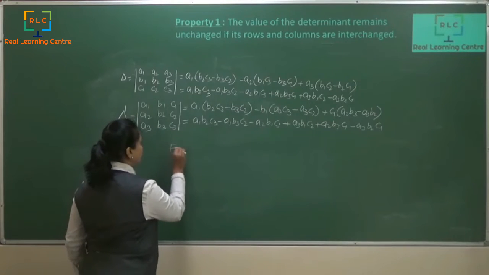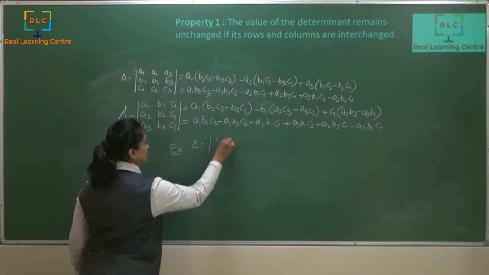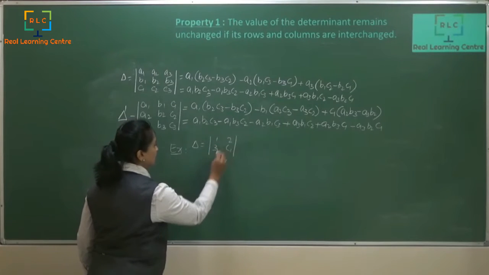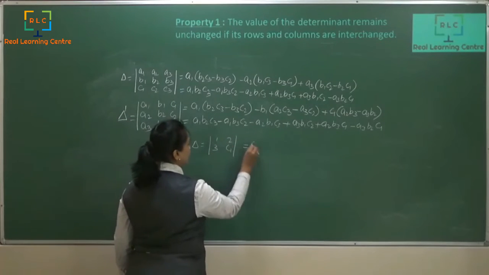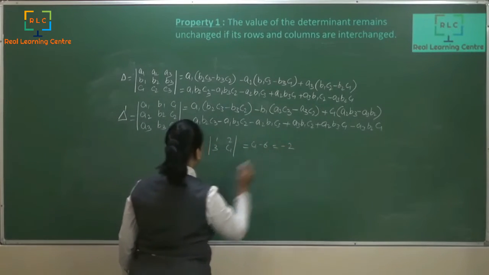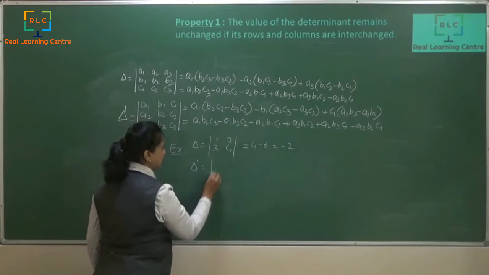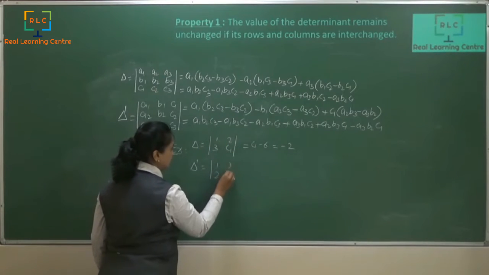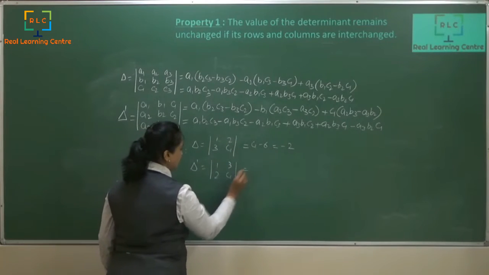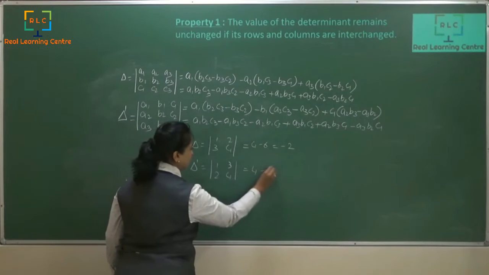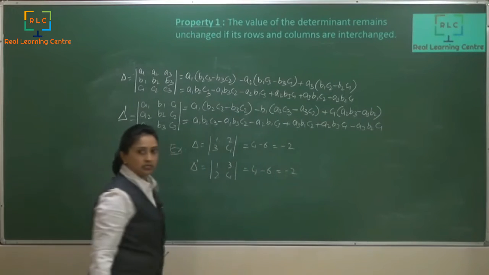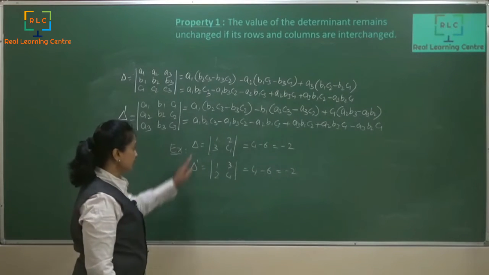Now for example, I shall take delta is equal to 1, 2, 3, 4. This will be equal to 4 minus 6, which is equal to minus 2. Delta dash is equal to 1, 2, 3, 4, I shall write like this. Now what is it? 4 again minus 6 is equal to minus 2. This is an example, delta and delta dash.